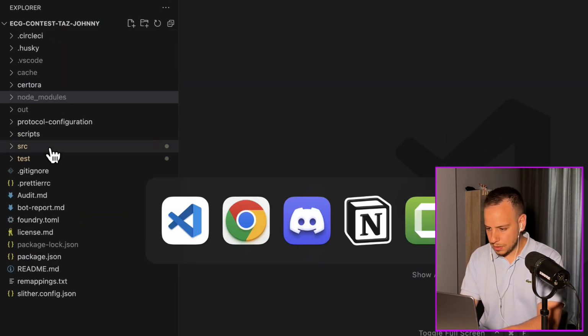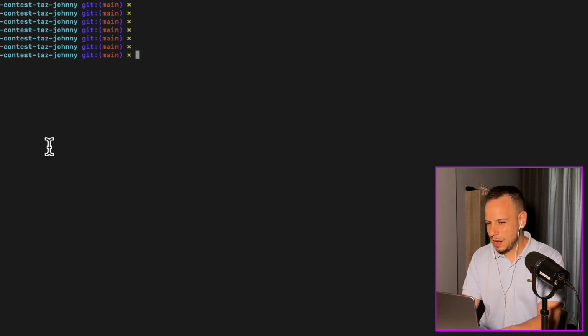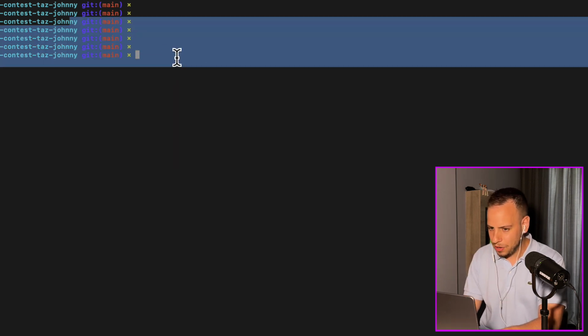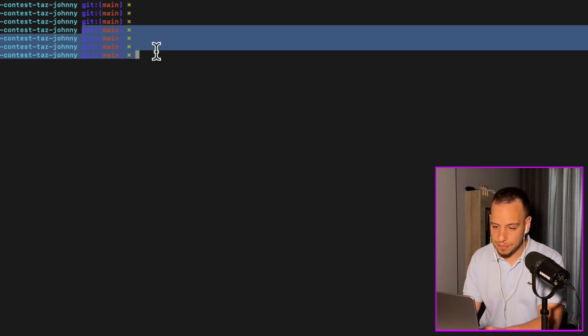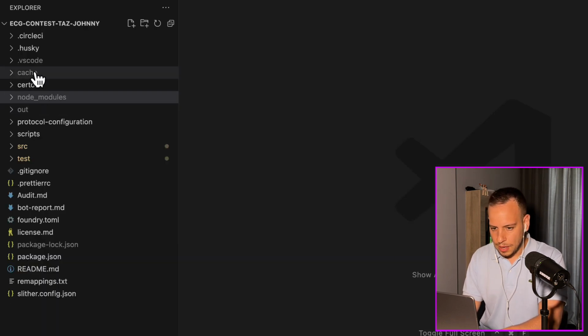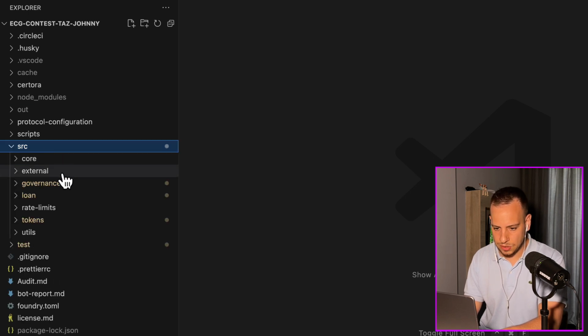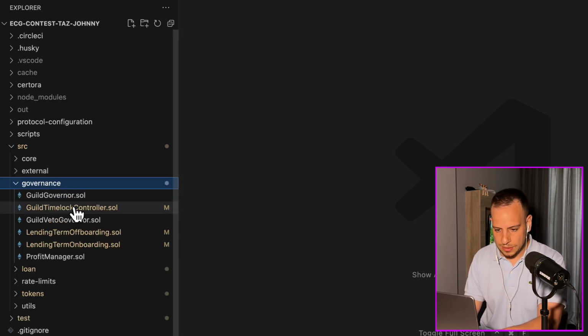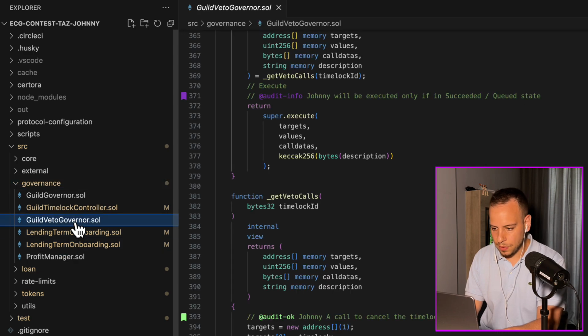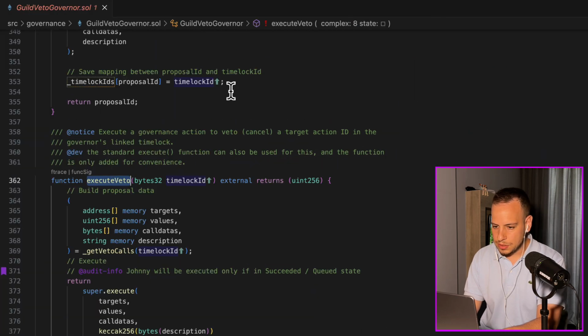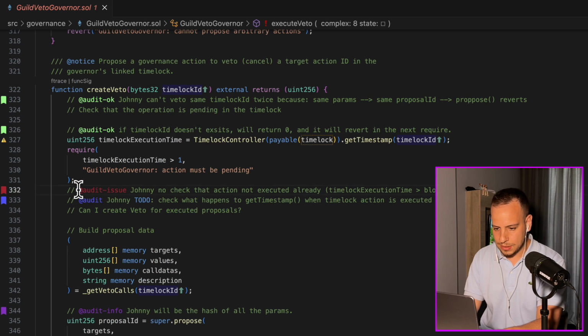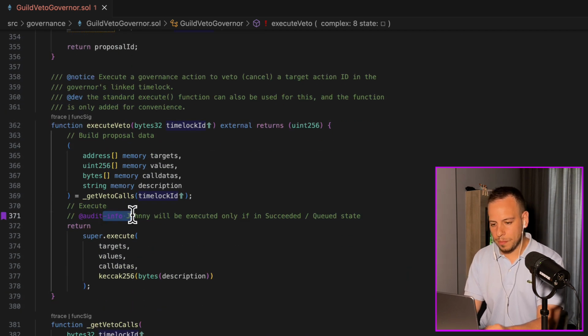Let's see on which branch. Yeah, right now I'm on main. I think I merged my last findings or audit comments to main. And this is how they look. I just want to show you. So here in src, let's say governance, and let's do Veto, Guild Veto governance. So you see all these nice highlighted comments, audit issue, audit okay. So these are all my audit comments.